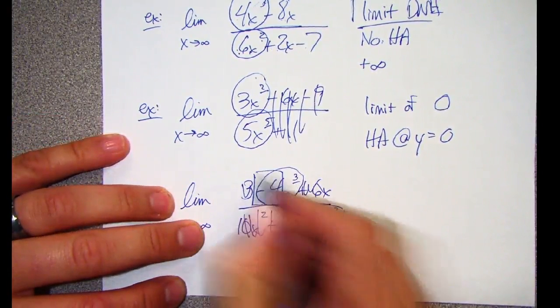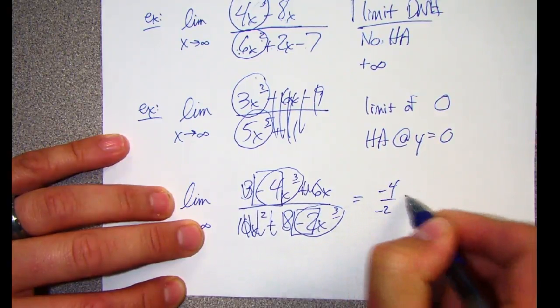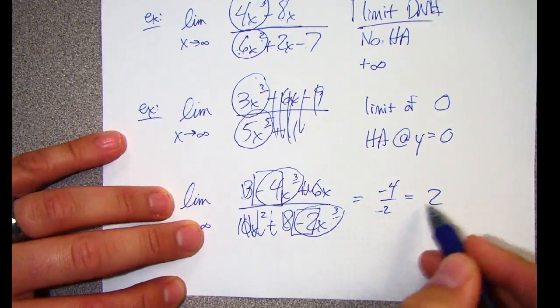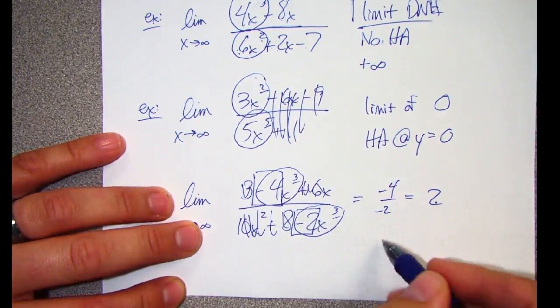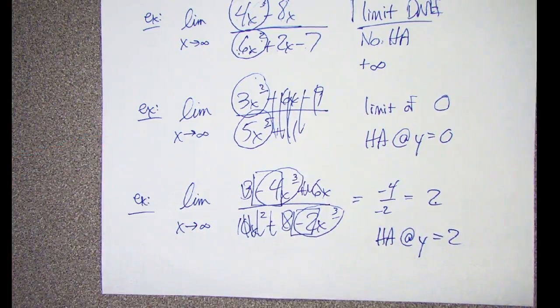So we're going to grab the negative 4 and the negative 2, and this would be negative 4 over negative 2, which comes out to 2. So that's your limit. And there's a horizontal asymptote at y equals 2. So again, it depends on the question.